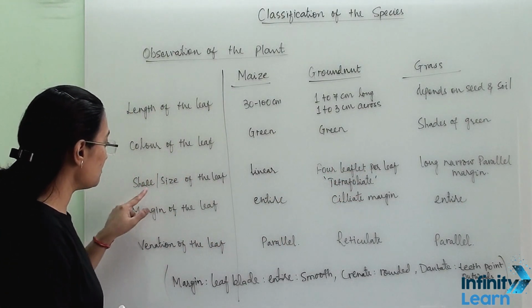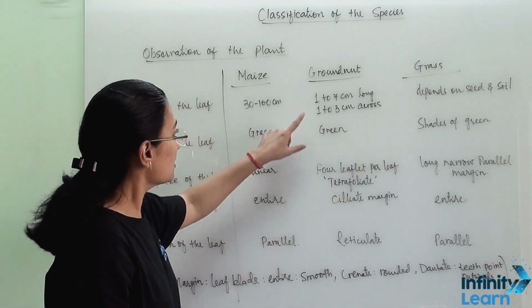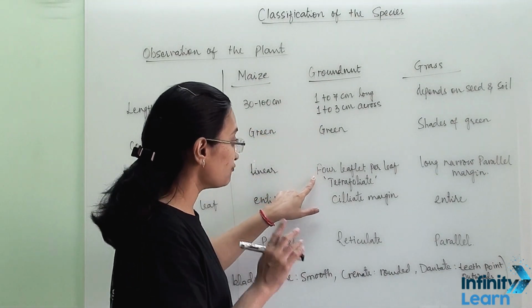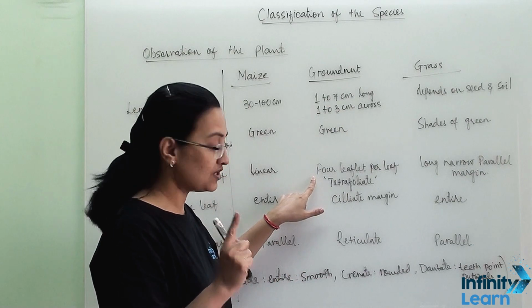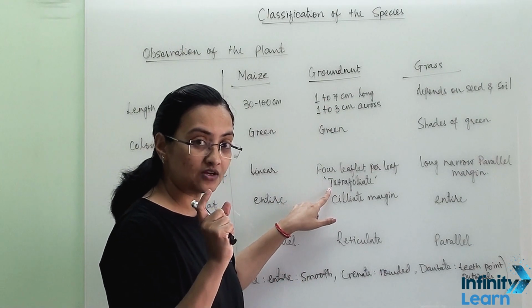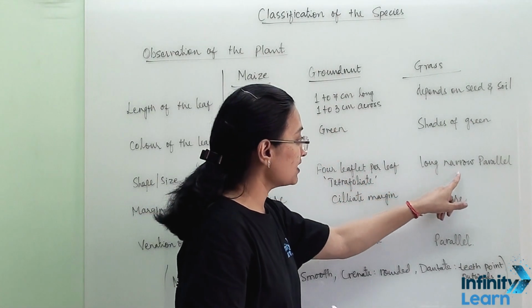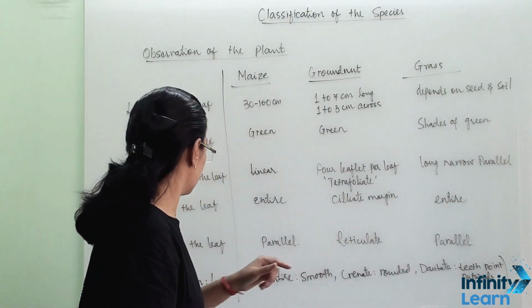Then comes shape or size of the leaf. For maize it is linear. For groundnut there are 4 leaflets per leaf, so this leaf is tetrafoliate. The word we are using for this is tetrafoliate. For grass it is a long, narrow and parallel leaf.